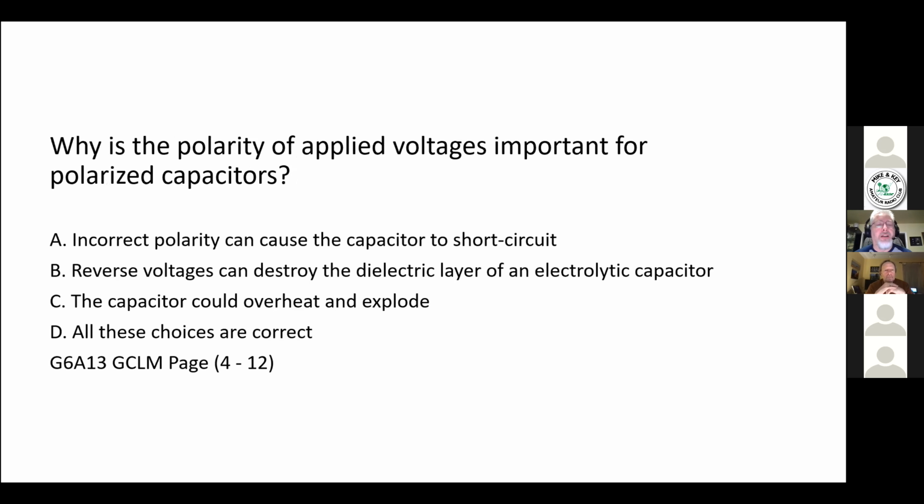Why is the polarity of applied voltages important for polarized capacitors? A, incorrect polarity can cause the capacitor to short circuit. B, reverse voltages can destroy the dielectric layer of the electrolytic capacitor. C, the capacitor could overheat and explode. Or D, all these choices are correct. Delta, kaboom. All these choices are correct. It could do a lot.